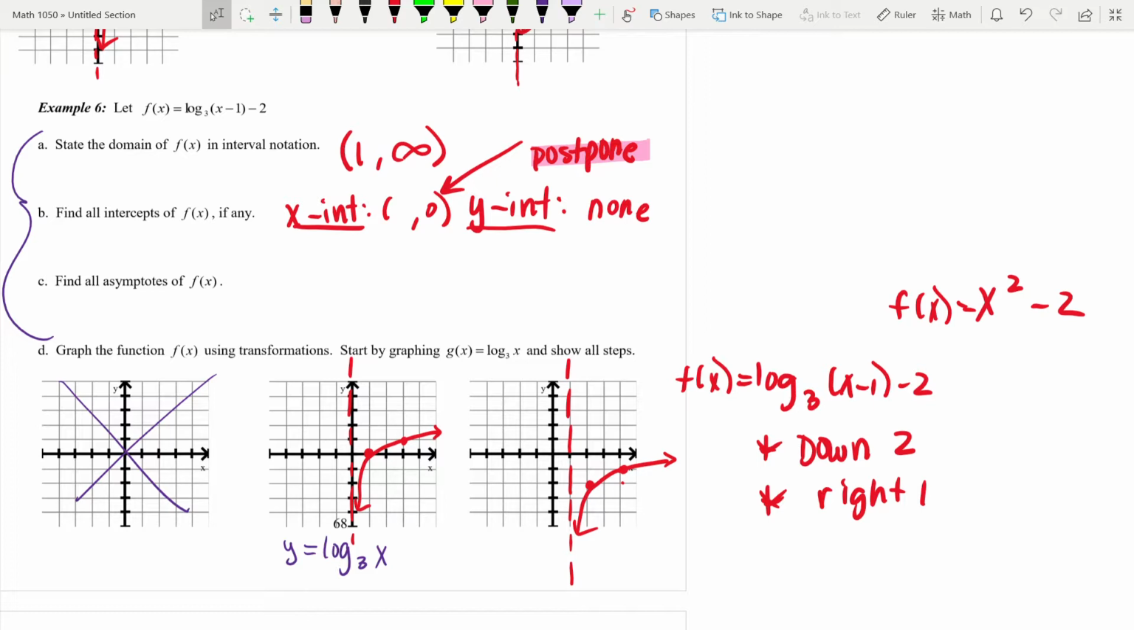Okay, look at the dashed line. The dashed line crosses the x-axis. Where does it cross it? X equals 1, and we're done.